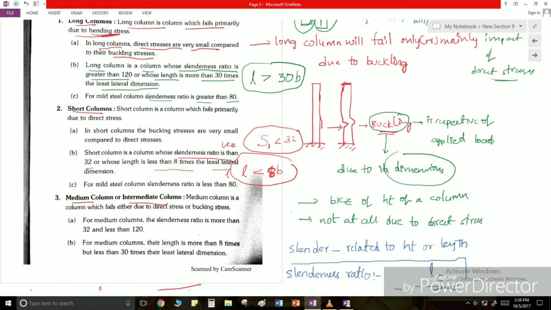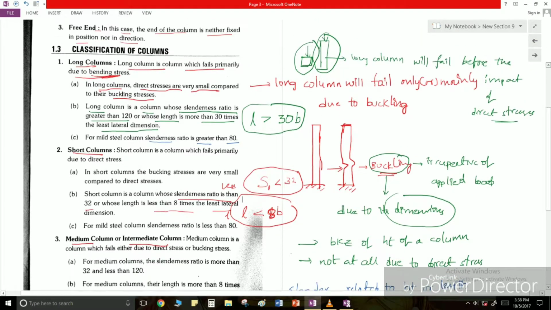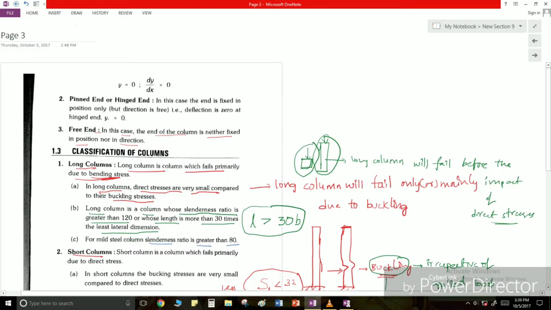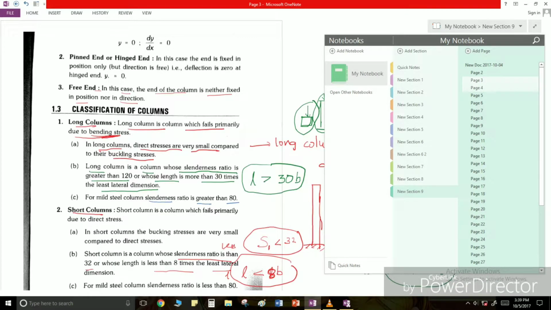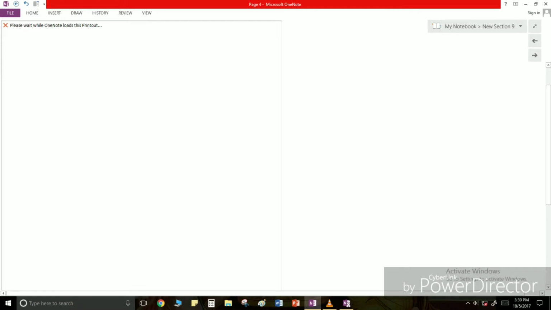Now we are going to the next topic, that is effective length of a column. Sorry for this technical timeout. It's taking some time to load this printout. Meanwhile, we'll discuss the theory part of effective length of a column.